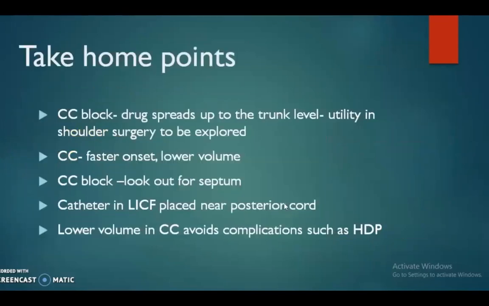The take-home points from my talk are that the costoclavicular block is a good block where the drug spreads up to the trunk level and the utility in shoulder surgery can be explored. It is a faster onset, lower volume requiring block. In costoclavicular block, we should also always look out for the septum that might separate the lateral cord from the other 2 cords. The catheter in the lateral intraclavicular fossa should be placed with the tip near the posterior cord. And lower volumes in the costoclavicular approach avoid complications such as hemidiaphragmatic palsy. Thank you.